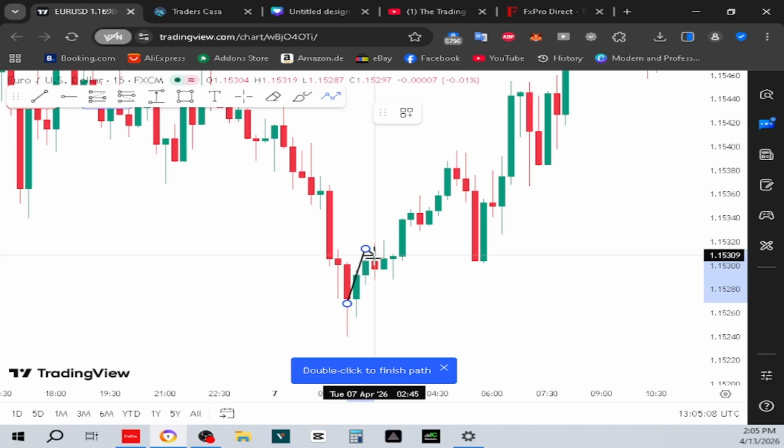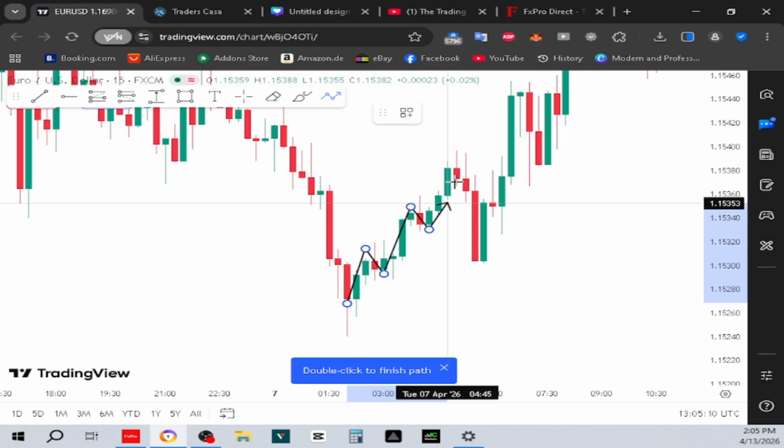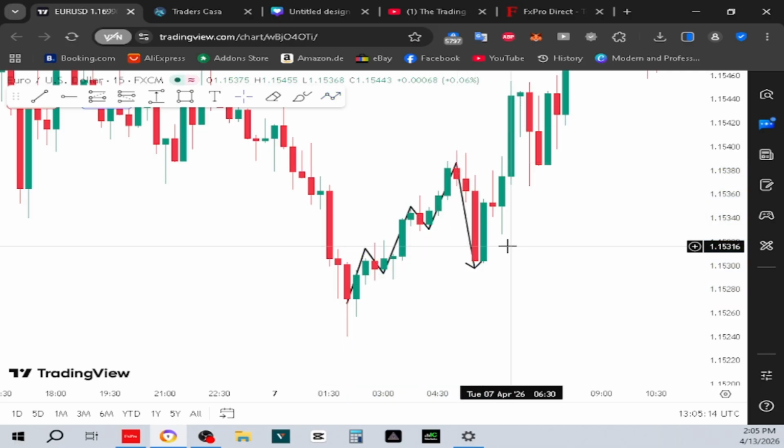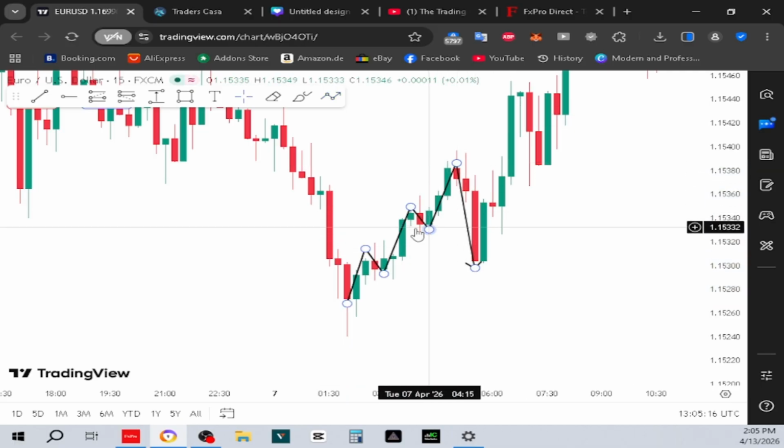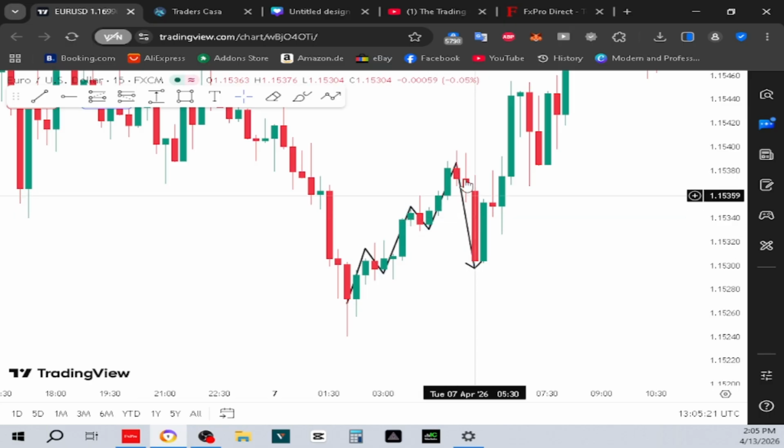We have a higher high, higher low, higher high, higher low, higher high, right? Then suddenly we have a lower low, right? And a lower low means that the price structure, or price level, at this position got broken. So what we expected here is that price could have easily changed direction or changed character.